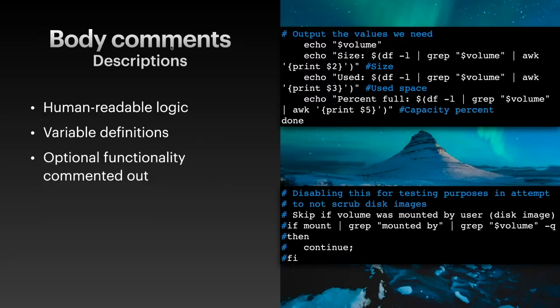And last, let's get to those body comments themselves. Mixed in with your code, anytime you're adding comments, always remember that this is trying to be human readable logic. You can see in the top example, I just dropped in a quick comment at the top of the section, output the values we need. This is what I'm going to be doing in these next couple lines. Then I included a little bit of additional information on the definition of what's coming out from each of those lines. In the lower example, this is just turning off some optional functionality along with the reason that I'm doing it, so that if I come back later, I see, oh, I turned this off because I was worried that I might pull information from disk images, and then we can leave that code intact and uncommented if we need to in the future.